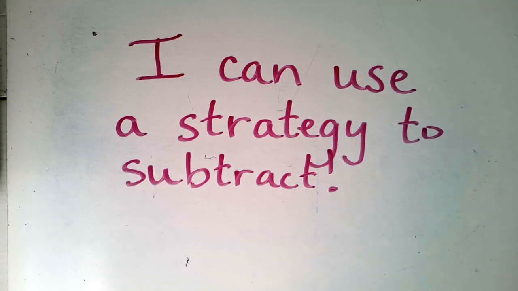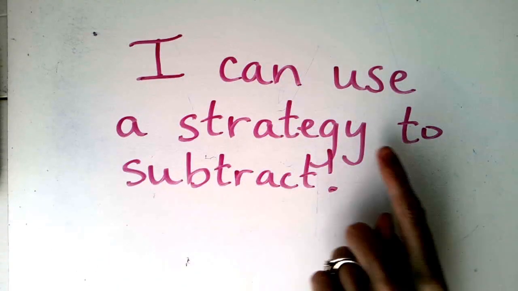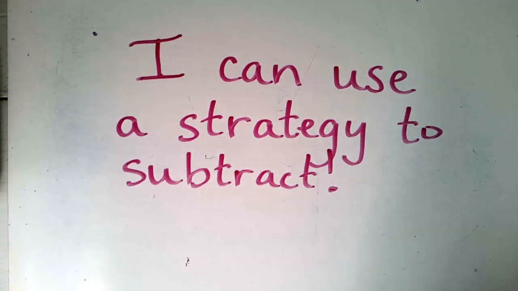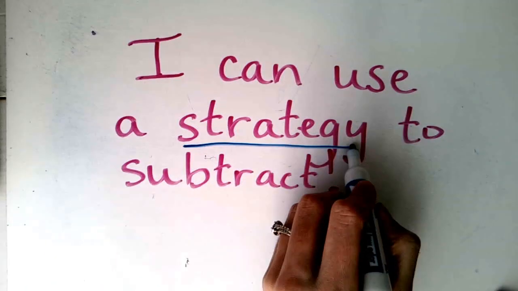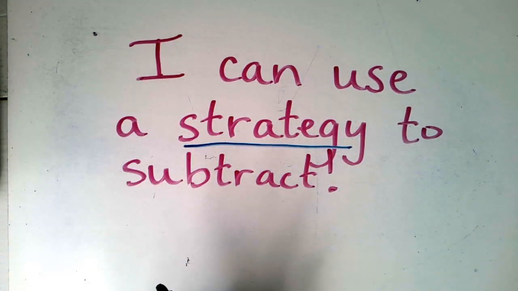Today for math, our I can statement says, I can use a strategy to subtract. Okay? Now, this word strategy is a word that we use a lot in first grade when we talk about math. Using a strategy means that you have a way to solve a problem. Okay? That you have a way that works in your mind and it makes sense to you that helps you solve a math problem. Lots of different people use different strategies.